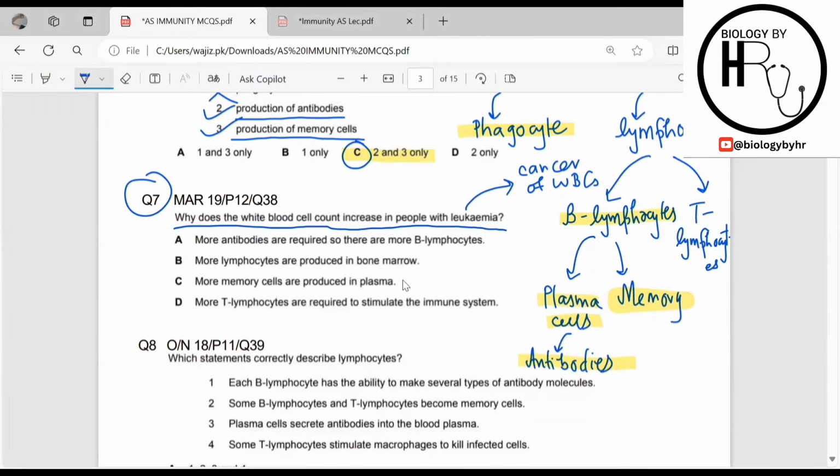So we can say here that more lymphocytes are produced in the bone marrow, because they are talking about the condition of leukemia, and leukemia is the cancer of the white blood cells, and in cancer there is abnormal production or more frequent division of the cells. So there will be more lymphocytes produced in the bone marrow. Hence the answer here will be option B.